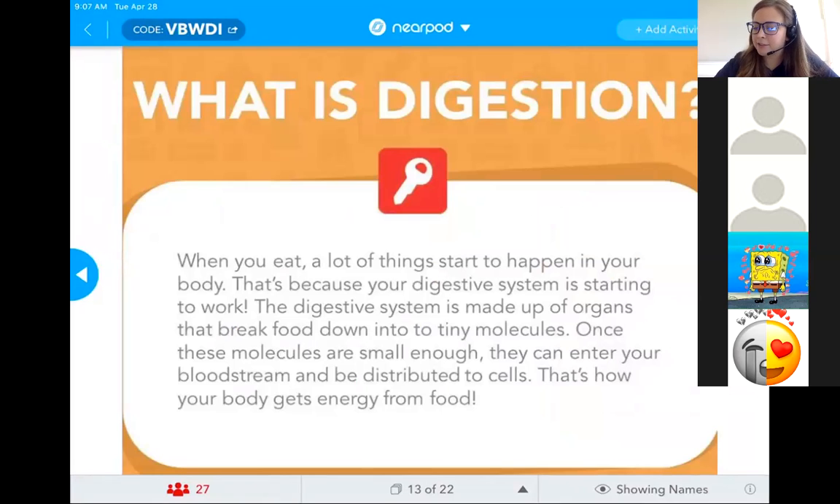All right, so what exactly is digestion? When you eat, a lot of things start to happen in your body. That's because your digestive system is starting to work. And it's made up of organs that break down food into tiny molecules. Once these molecules are small enough, they can enter your bloodstream and be distributed to cells. That's how your body gets energy from food.